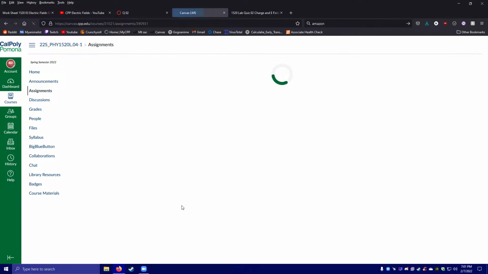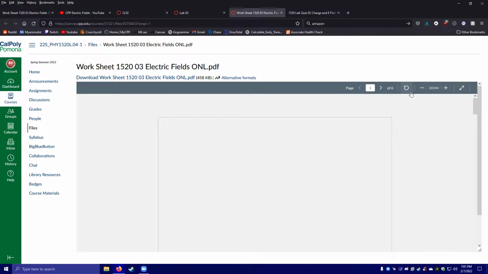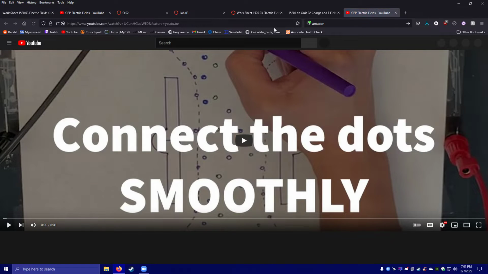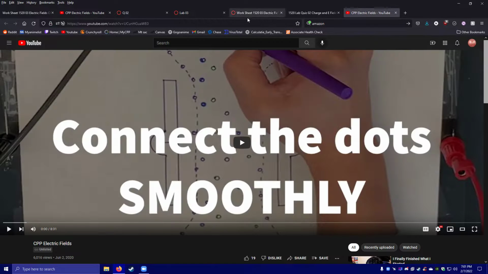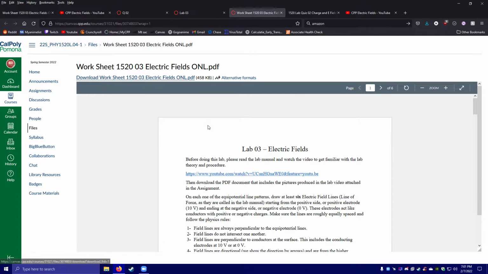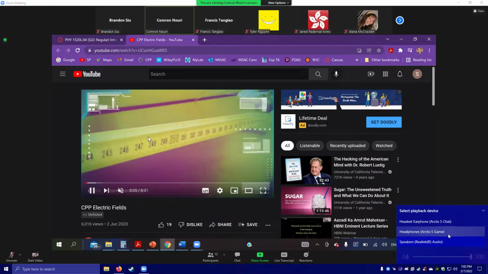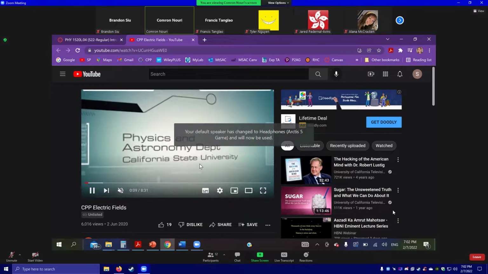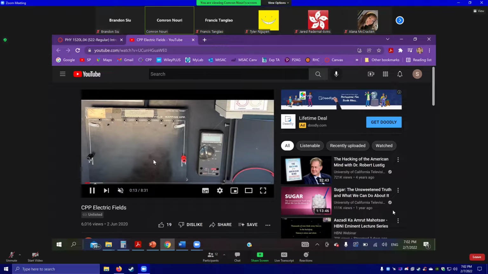Electric fields. And if you control click on this, it takes you to the data video that is in, let me turn that on. The instructor explains how to set up this experiment and how to do the lab. I'm going to explain what it is.